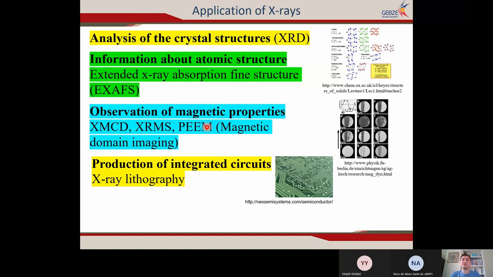X-rays are also used for the production of integrated circuits. Here I have a representative image, so you can see that there is an integrated circuit here. By using X-ray lithography, you can produce such PCBs or integrated circuits in a very fast and cheap manner.